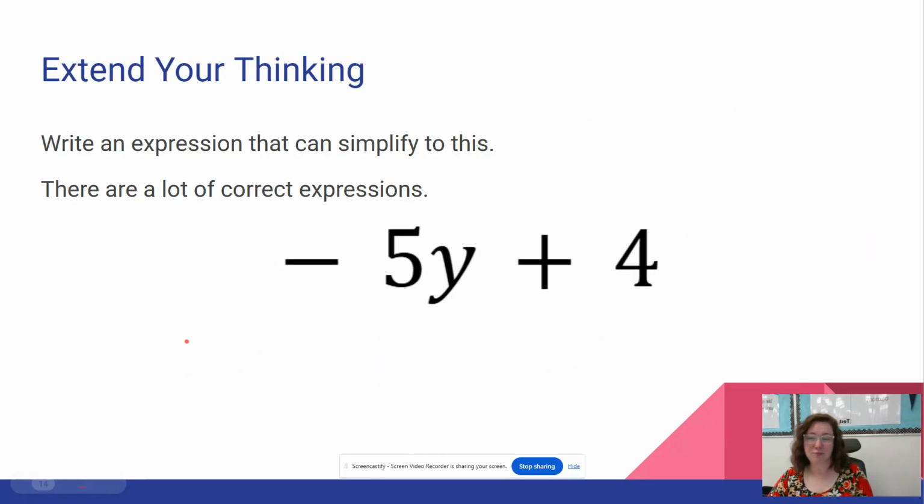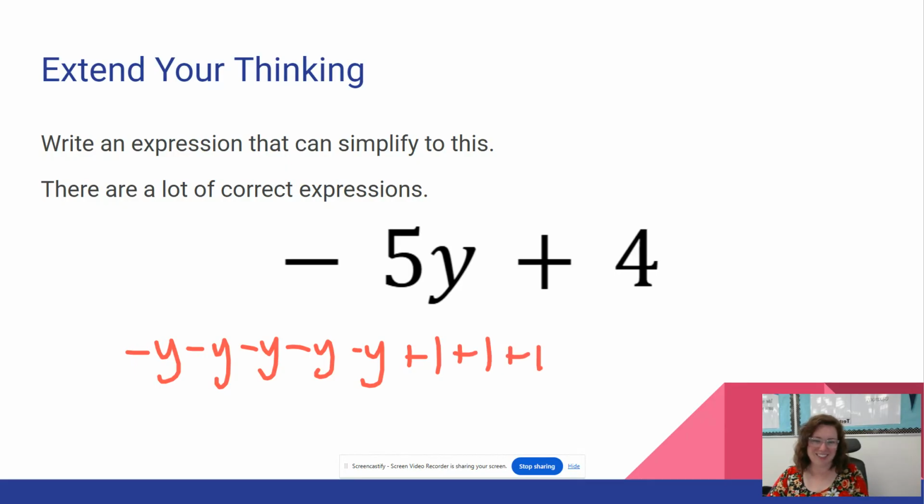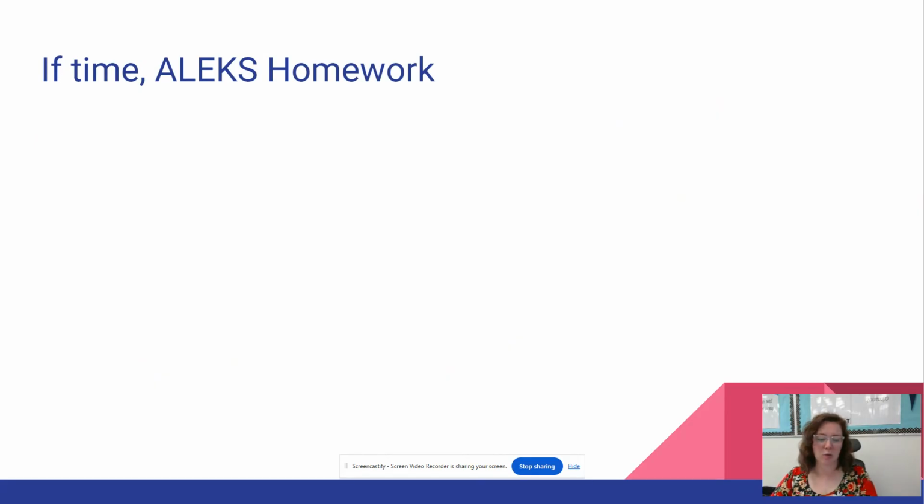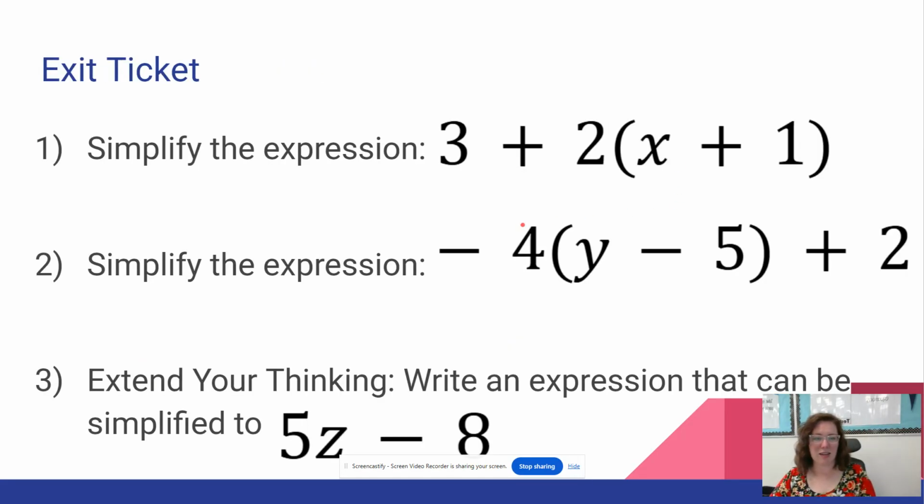Okay, another one. Again, we could do something like negative y minus y, plus 1, plus 1, plus 1, plus 1, or any combination, right? Negative y plus 4 minus 4y. We could even do, I don't know, something like 10y minus 15y plus 2 plus 2. There's so many different correct things you could do here. Work on your homework, and then the exit ticket.